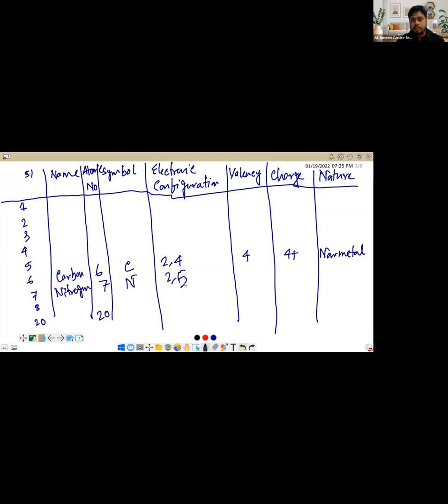So for nitrogen, it's not possible to lose 5 electrons. Although nitrogen has 2 valencies, 3 and 5, here we are taking valency 3. So the charge will be 3 minus. And is it metallic? No, sir, non-metal. Yes, when it is gaining electrons, it will be non-metal.